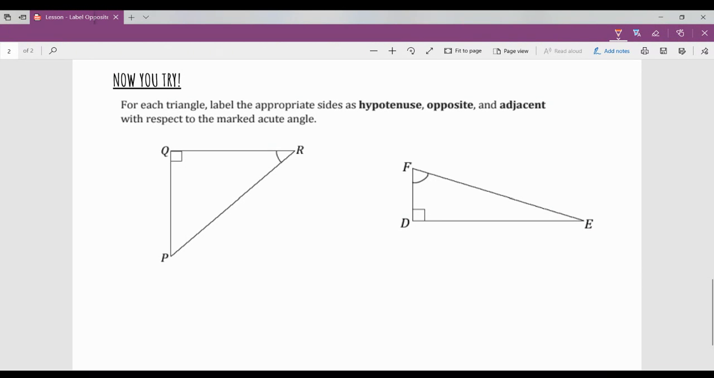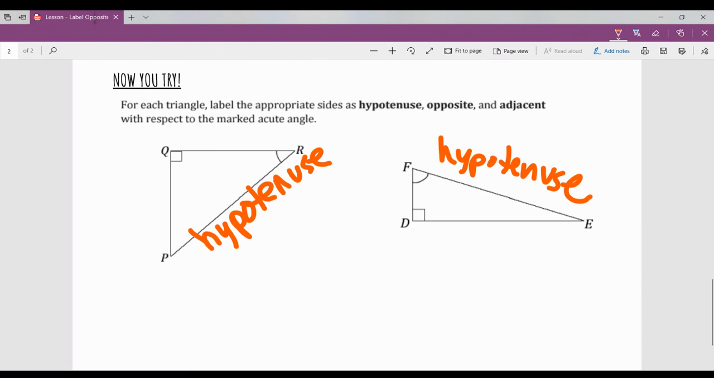that are shown. So first thing that I'm going to do is label the hypotenuse on both, because again, if we're looking at the acute angle in the right triangle, meaning not the right angle, then the hypotenuse cannot be the adjacent or the opposite. So hypotenuse. And I know what the hypotenuse is because it is the longest side of the right triangle, and it is across from, or opposite from, that right angle.